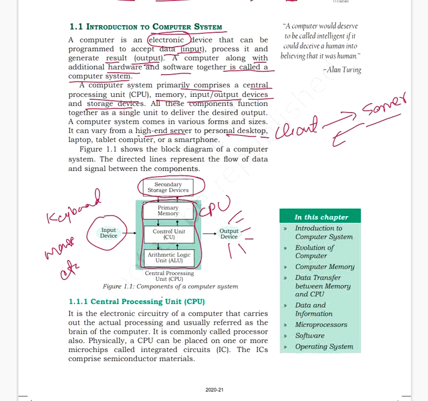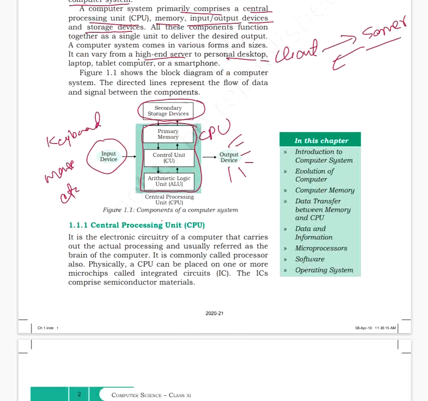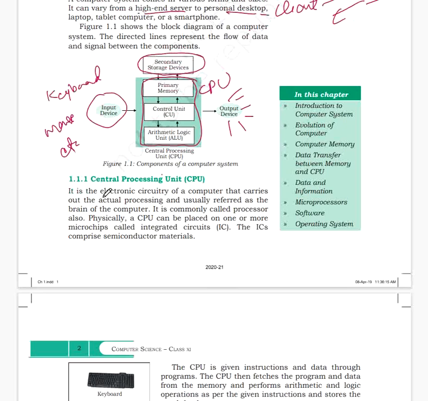Now we'll discuss one by one the input, process, and output units. Very first, the central processing unit. It is the electronic circuitry of the computer that carries out the actual processing and is usually referred to as the brain of the computer. The CPU is called the brain of the computer because all the processing takes place over here only. It is commonly called a processor.